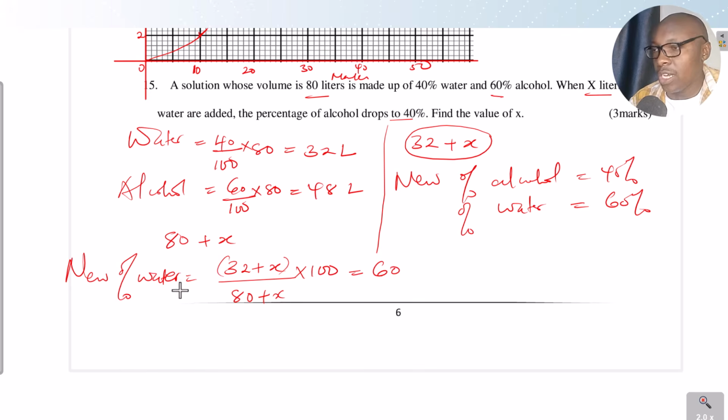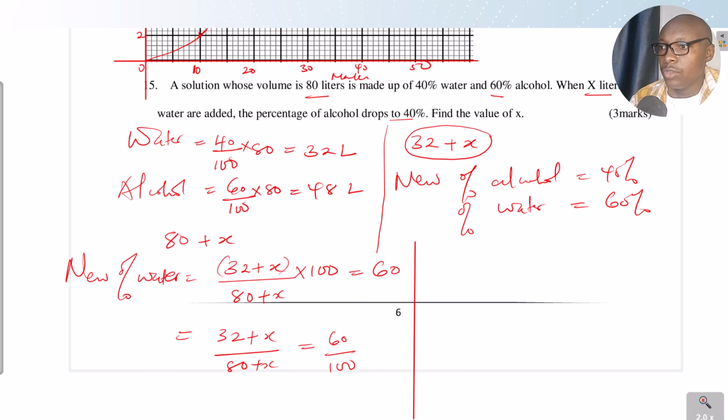So the new liters of water divided by the total amount in liters times 100 will give 60%. And you can also write this as 32 plus X over 80 plus X equals, when you divide both sides by 100, 60 over 100, which is still the same thing. So from there, you can cross multiply so that you can find the value of X. So you have 100 times 32 plus X equals 60 times 80 plus X.